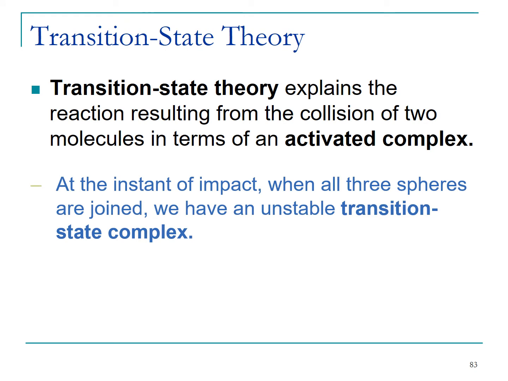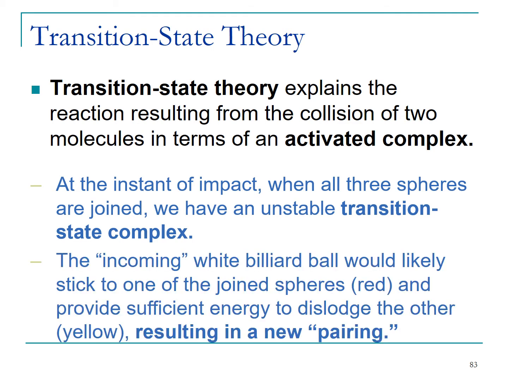So at the instant of impact, when all three spheres are joined, we have what's called the transition state complex, which is unstable. You can't get it isolated. It doesn't last for very long, but it's called the transition state complex. And then generally what happens is the incoming white billiard ball sticks to one of the spheres, so let's say the red one. When it hits it, it provides enough energy to dislodge the yellow one, so the yellow one leaves, and now we have a new pairing.